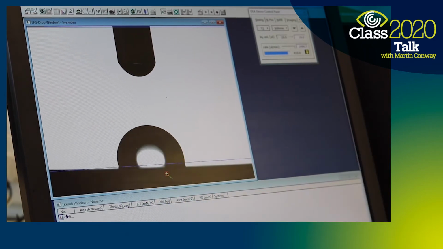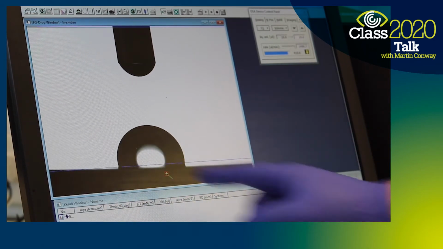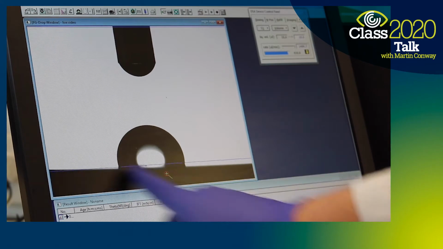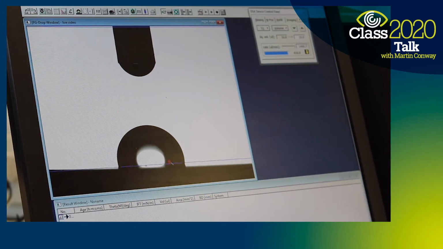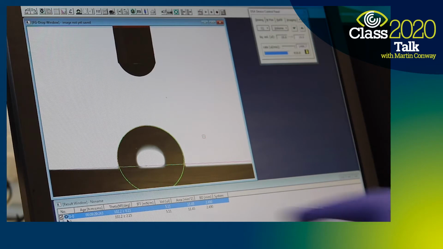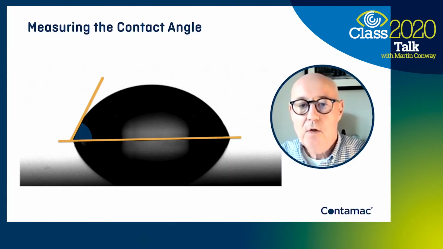and a baseline is actually dropped onto the image to eliminate that reflection that you can see there that might give us a false reading. So once that baseline has been established by moving the cursor, the computer will superimpose a circle to match that of the sample, like so, and then the contact angle can be measured against the tangent to that contact point and the baseline.